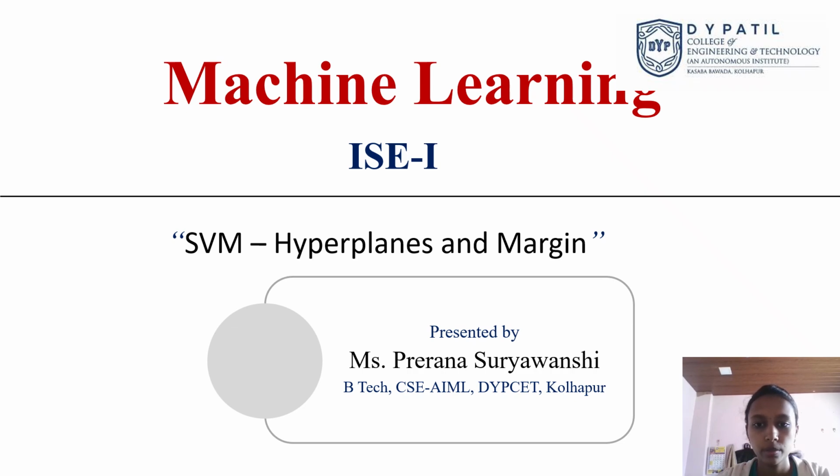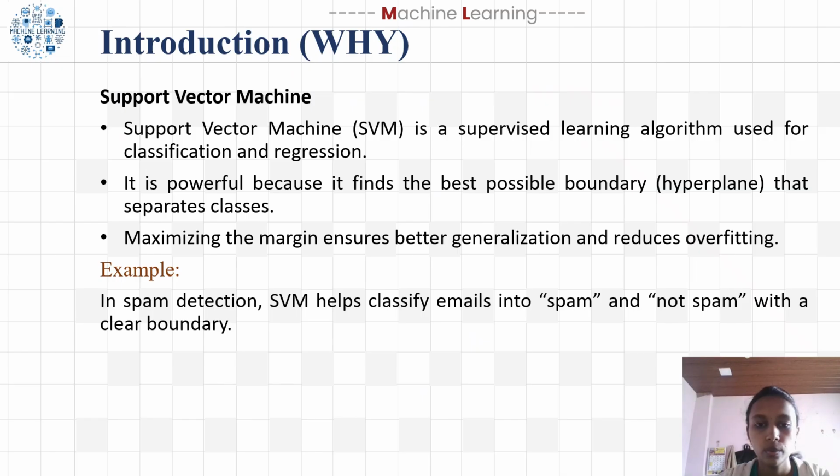Today I will be talking about a very important machine learning concept: support vector machine, hyperplanes and margin. Now, why is this topic important in the context of deep learning and AI? Support vector machines are one of the most powerful algorithms for classification. They work by finding the best decision boundary, called a hyperplane, that separates data into classes.